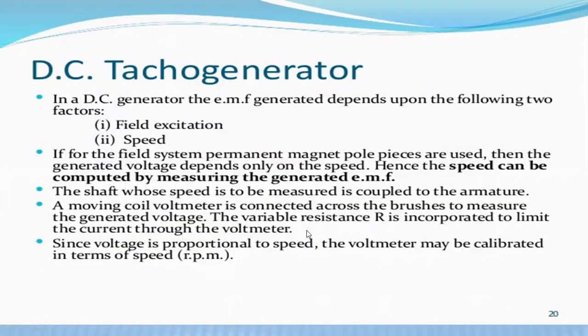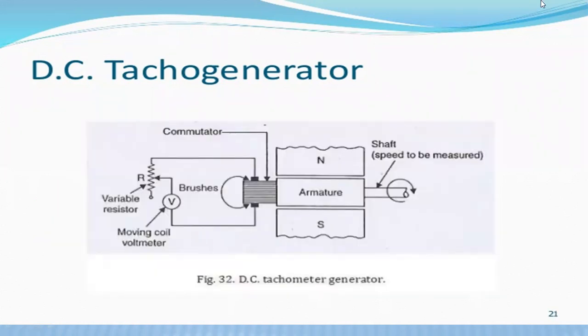Since the voltage is proportional to the speed, the voltmeter may be calibrated in terms of speed. Because the shaft is rotating at a very high speed, the voltage also rises. Automatically, when the speed of the shaft decreases, the voltage also decreases. So based upon the rotating shaft speed, the voltage changes.